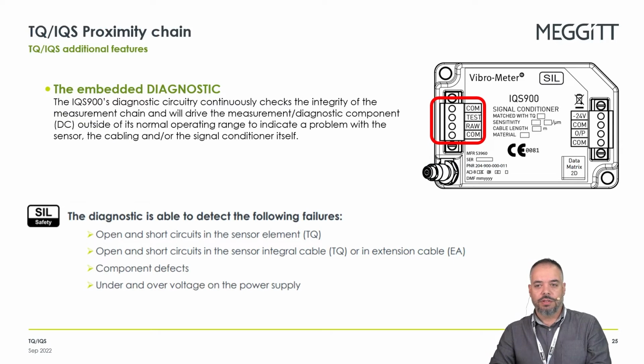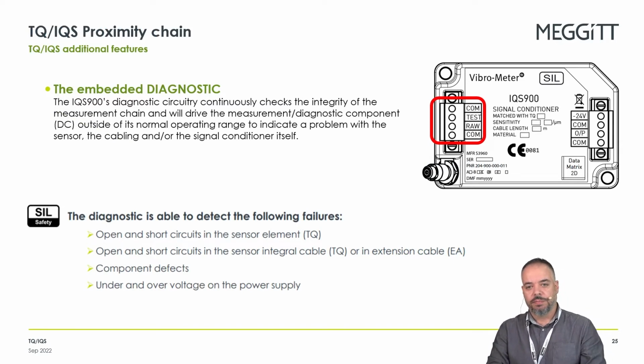The third additional feature is the built-in self-diagnostic. The IQS circuitry detects open or short circuits in the sensor, open or short circuits in the integral cable or extension cable, and issues in the conditioner power supply or internal components. Whenever any of these defects is detected, the output will automatically go out of scale, above or below the useful range. You can therefore define your sensor OK levels accordingly and be sure that if there is a problem with your proximity chain, you will know about it.